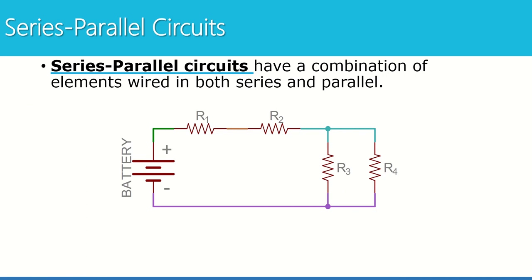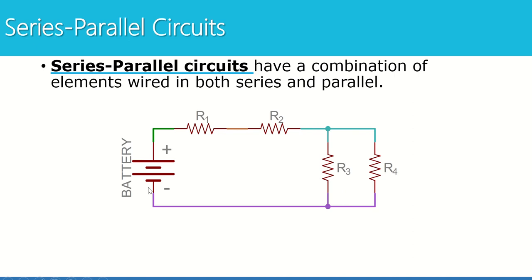So now that we've done our review, we're going to apply all of these tools we've learned previously to now analyze a series-parallel circuit. Series-parallel circuits have a combination of elements wired in both series and in parallel. This is where your definition of series and parallel is going to come in handy. We're going to really have to rely on those definitions in order to analyze the circuit.